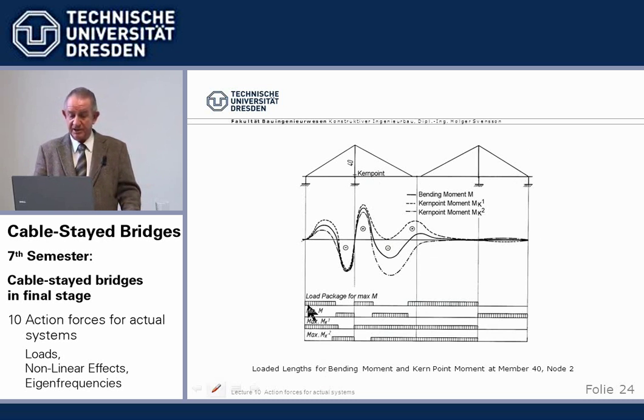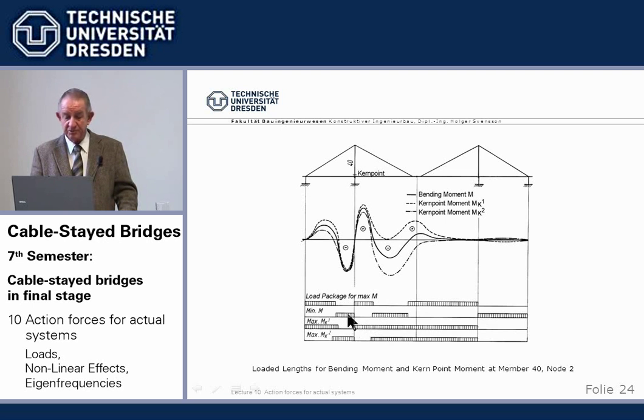We have here the load package. We are looking for this tower moment. Tower is fixed to the beam. We look to this moment. And the influence line for this moment is the full line. And we have differences in 0. And the load package, for that, we have to load this, or this to get the biggest positive moment.